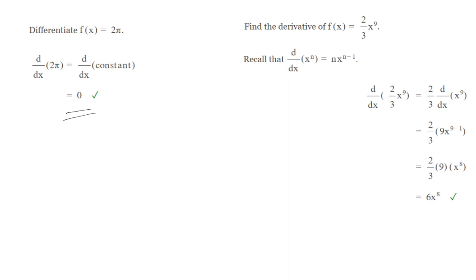Find the derivative of f of x is equal to 2 by 3 x raised to 9. Now recall that derivative of x raised to n is equal to n x raised to n minus 1. So derivative of 2 by 3 x raised to 9 can be written as 2 by 3 into derivative of x raised to 9, that is 2 by 3 into 9x raised to 9 minus 1, that is 2 by 3 into 9x raised to 8, which can be further simplified and written as 6x raised to 8.